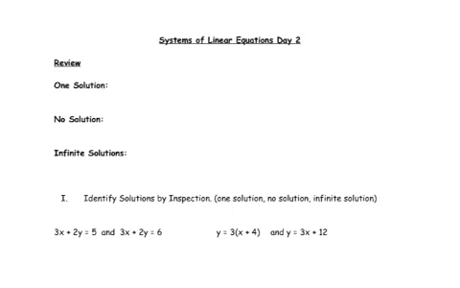Alright, in today's quick vid, we're just going to quickly review some of the concepts from yesterday, as well as take a look at some equations and see if we can inspect them visually in order to determine if there's one solution, no solution, or an infinite amount of solutions.